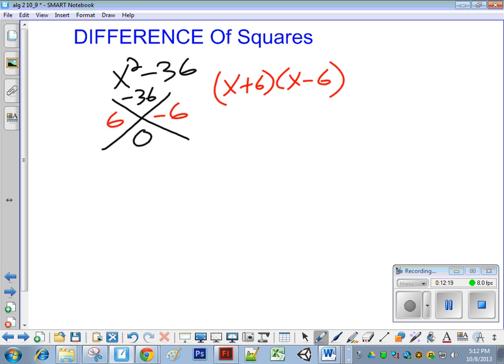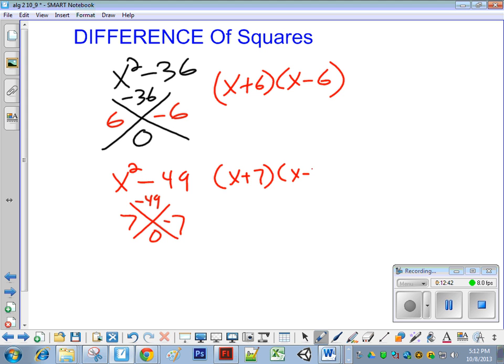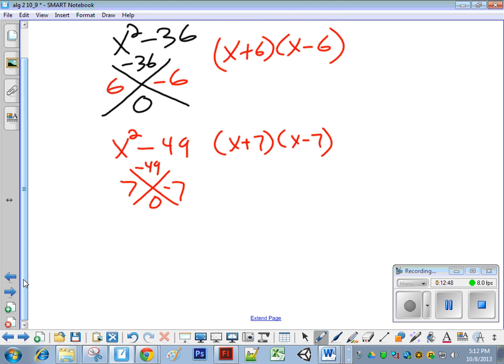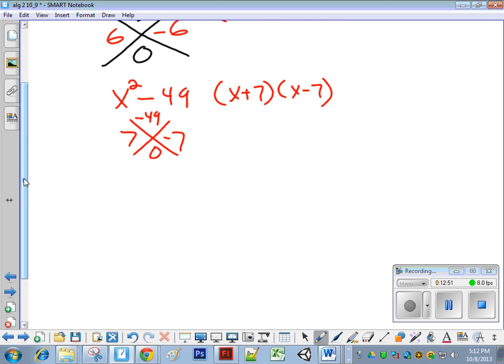Now if we start recognizing it, let's try another one. X squared minus 49. Now, I think that this is going to be the factors of negative 49 that add to 0, 7 and negative 7. So it's x plus 7 times x minus 7. Now we start recognizing a little bit better. Let's try another one. This time, let's try 4x squared minus, let's go with 9y squared.